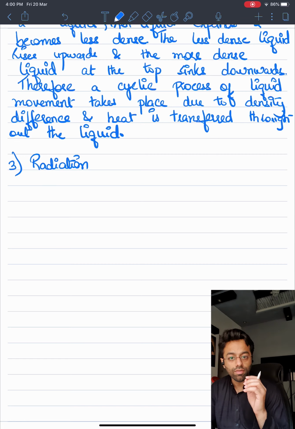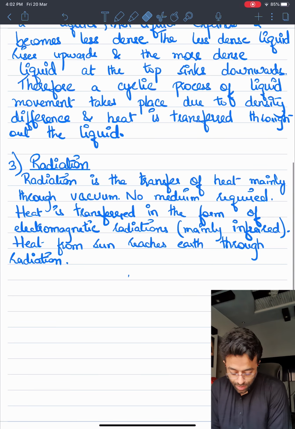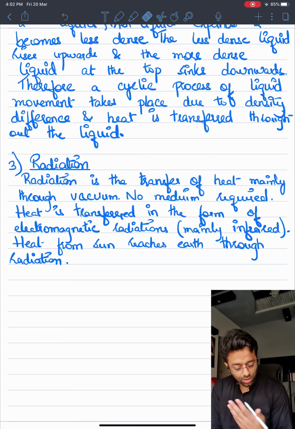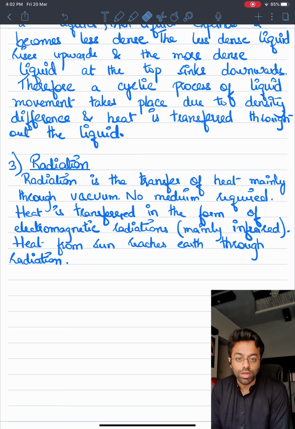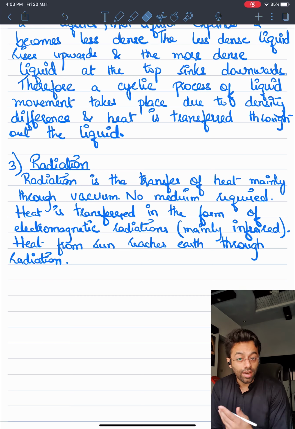I will quickly write down the definition, we'll talk about it, then we'll end the lecture here. Okay, be right back. Last definition, last method of thermal heat transfer, radiation. Again, as I talked about, let's just quickly go through the definition. Radiation is the transfer of heat mainly through vacuum. Vacuum means a place where there is no medium present, no solids, no liquid, no gases. No medium is required, unlike conduction and convection, which require a medium. Again, radiation requires no medium.